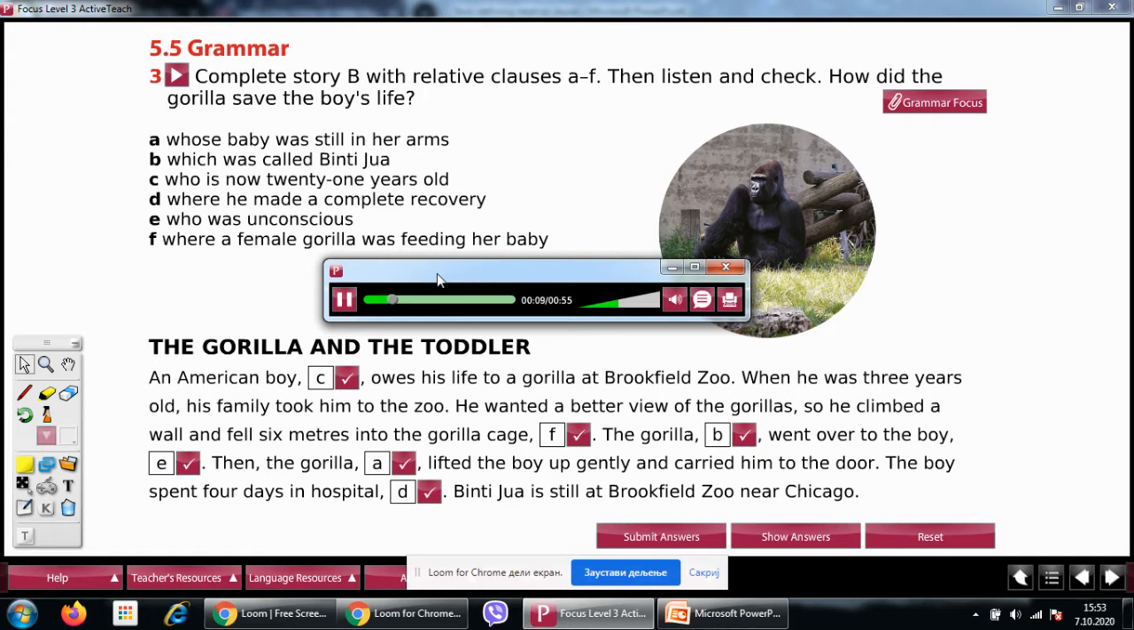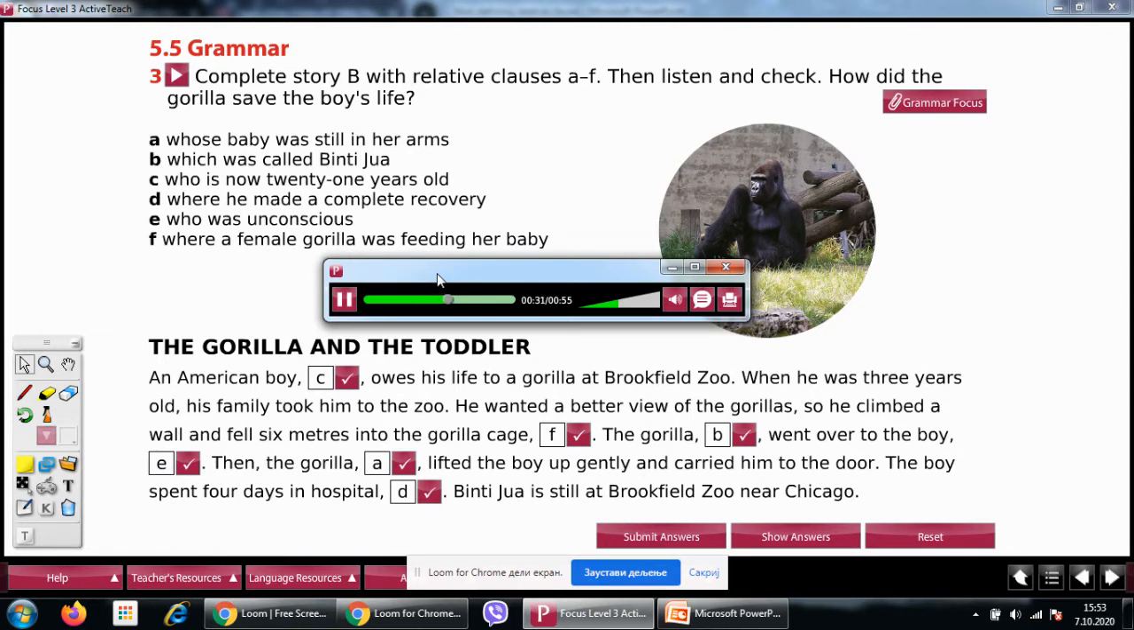An American boy, who is now 21 years old, owes his life to a gorilla at Brookfield Zoo. When he was 3 years old, his family took him to the zoo. He wanted a better view of the gorillas, so he climbed a wall and fell 6 meters into the gorilla cage, where a female gorilla was feeding her baby.